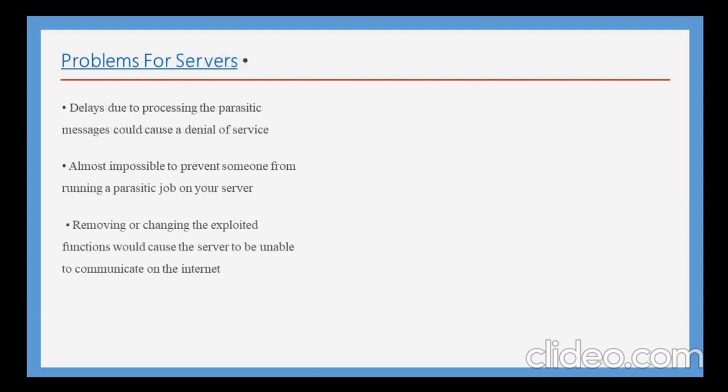Problems for the server. What problems does the server side face? Delay due to processing the parasitic message could cause a denial of service because it takes too long. It is almost impossible to prevent someone from running a parasitic job on your server. You cannot avoid it. Removing or changing the exploited function could cause the server to be unable to communicate on the internet.